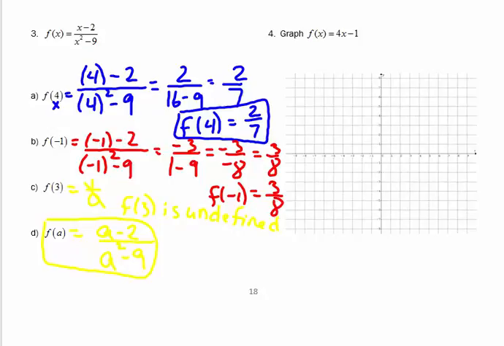Number 4 says graph f of x equaling 4x minus 1. I really give my students about a minute in class to figure out, can they graph this? But I will let you pause me and see if you can graph it before I continue.